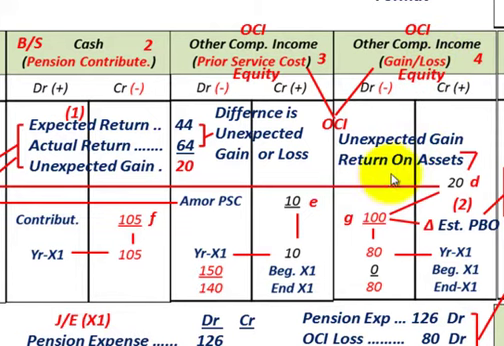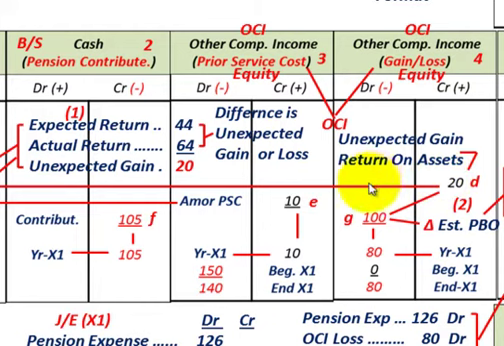Now, remember, we could have had a gain or loss on our actual return versus our expected return. In this case, we had a gain. The actual return was $64,000. Expected return was only $44,000. So you can see we had a gain here. We credit our other comprehensive income by the amount of the gain.